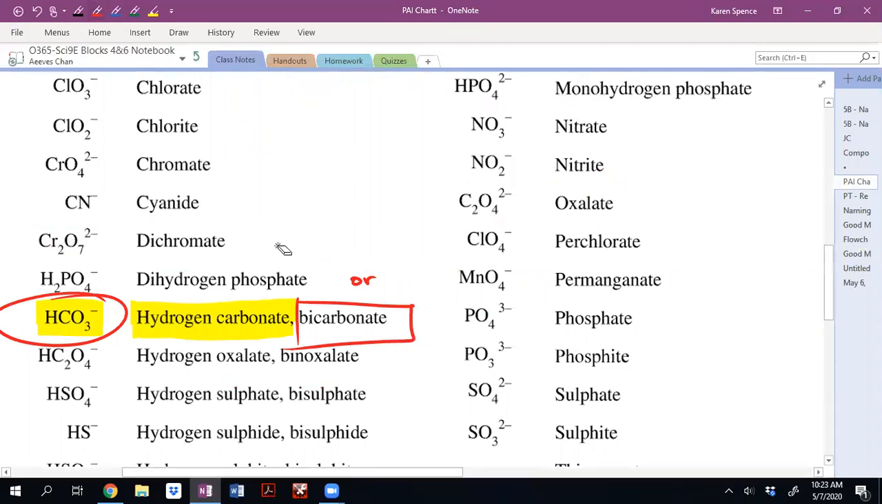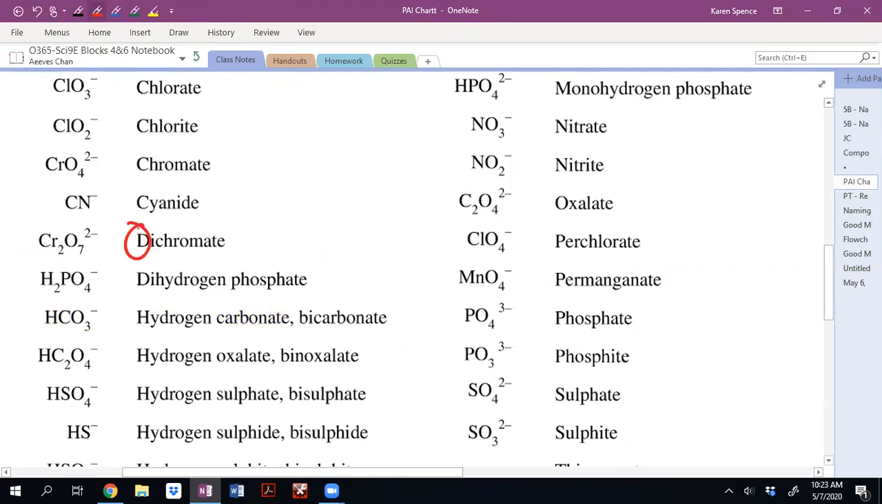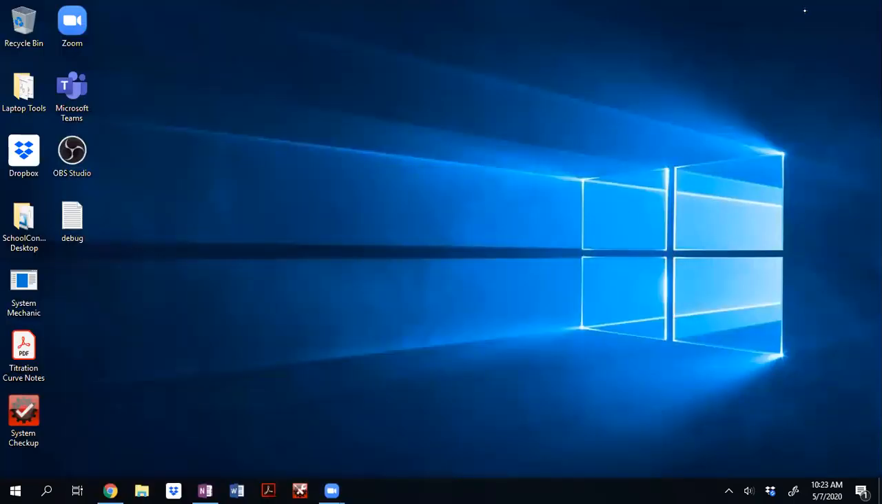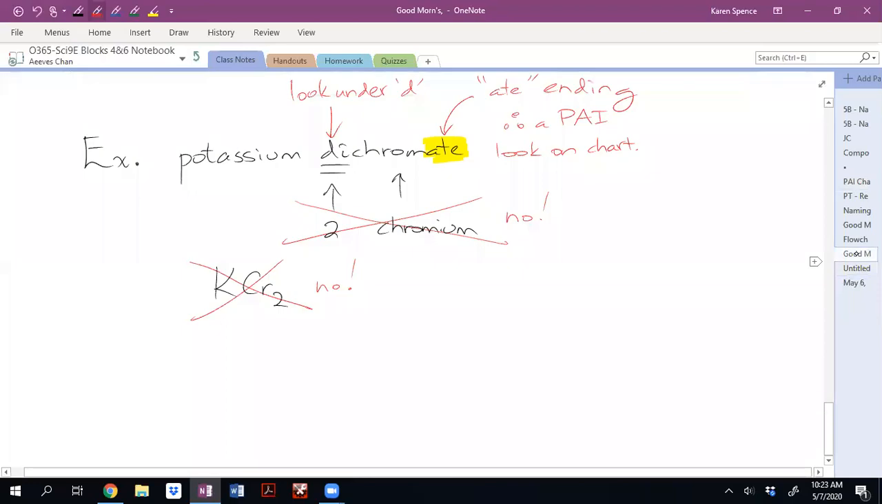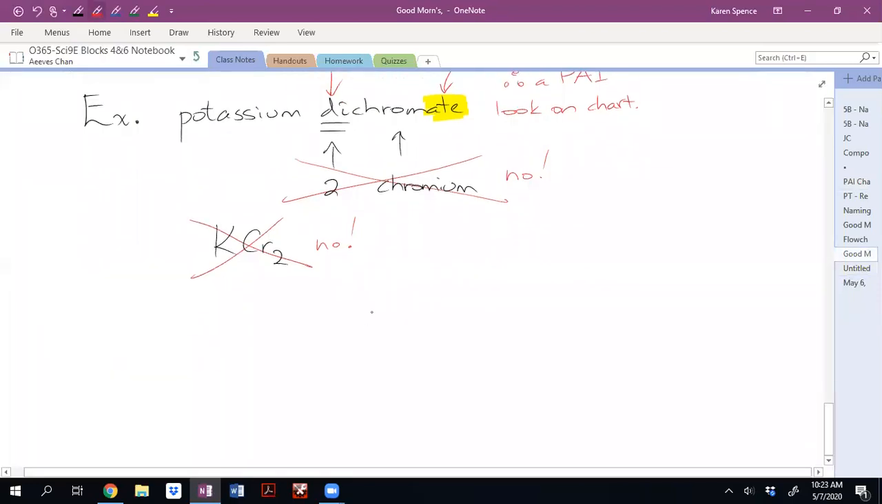Okay, oops, I'm not erasing. There we go. Under D, we have dichromate, and it is Cr2O7 2 minus. Whoops, that wasn't what I wanted to do. I wanted to go back here. Okay. So we have dichromate, which is Cr2O7 2 minus. It is an ion, and therefore this compound is ionic.